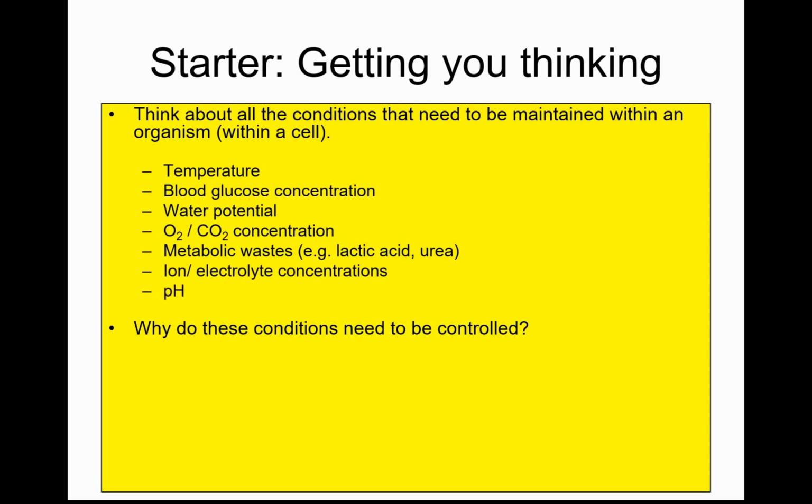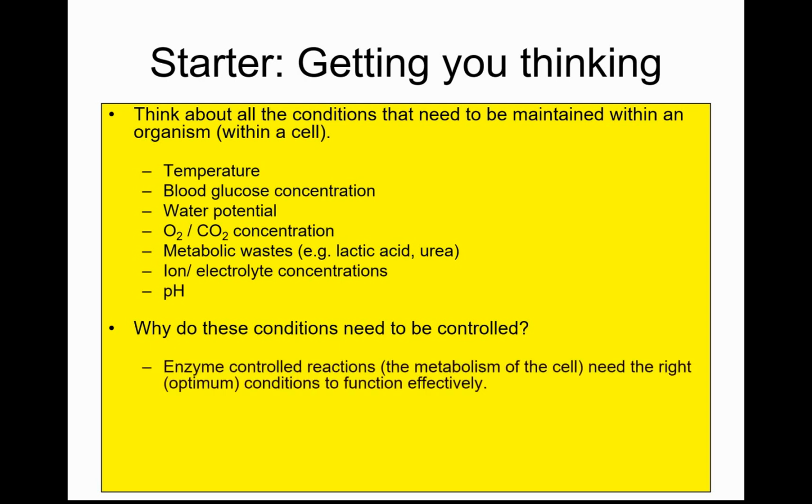If you think about those things, why are many of them important in terms of being controlled? Well, the key thing is the metabolism that goes on in your body, all the chemical reactions that go on in your cells. The vast majority of them are controlled by enzymes and they need the right or optimum conditions to function effectively. If you change a lot of these, especially temperature and pH, you may well change the action of those enzymes or the chemical reactions going on inside your cells, or how well they function.